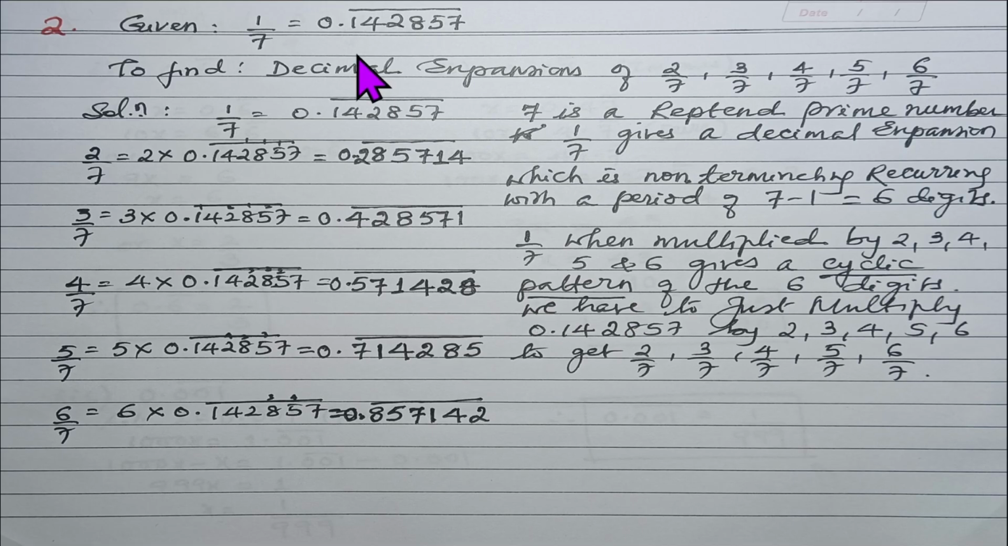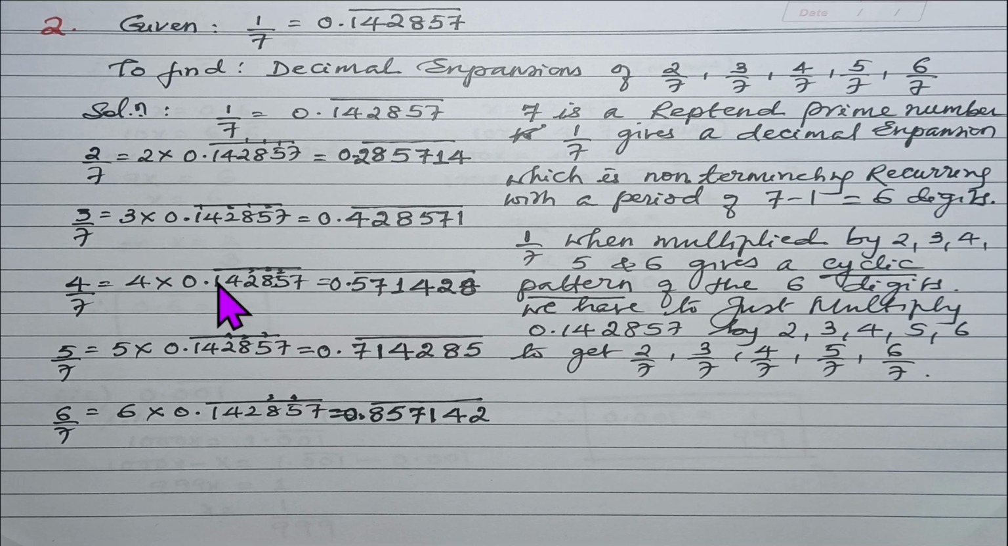And now for finding out the values of 2 by 7, 3 by 7, 4 by 7, 5 by 7 and 6 by 7, we have to just multiply the 1 by 7 value with 2, 3, 4, 5 and 6 to get these values. Now let us begin. 1 by 7 is equal to 0.142857. To find 2 by 7, just multiply 0.142857 by 2, we get 0.285714. Then for getting 3 by 7, multiply that by 3, we get 0.428571.